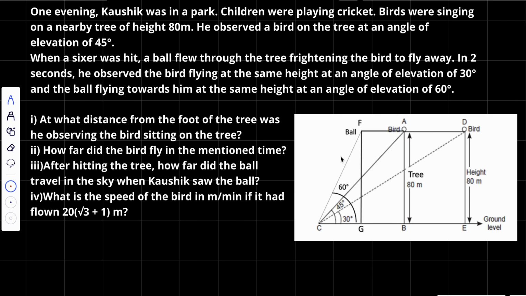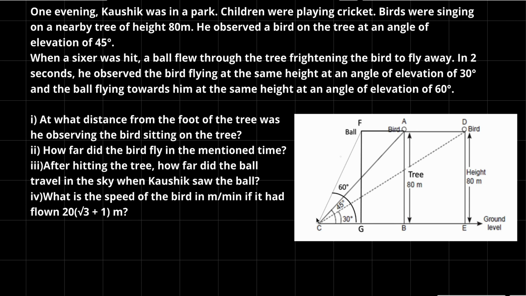When a sixer was hit, a ball flew through the tree, frightening the bird to fly away. In 2 seconds, he observed the bird flying at the same height at an angle of elevation of 30 degree, and the ball flying towards him at the same height at an angle of elevation of 60 degree.